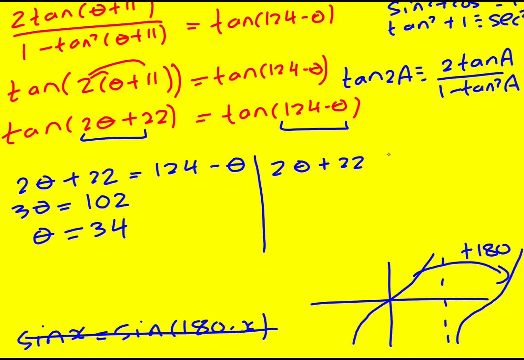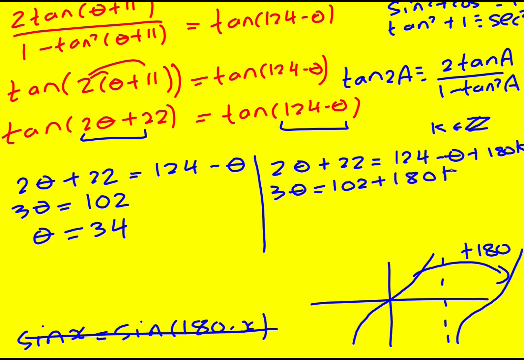But I can say that 2 theta plus 22 is going to equal 124 minus theta plus 180, or plus any amount of 180. k is an integer. Technically, we could say that k belongs to the set of integers. Now if I rearrange this, I get something very similar. 3 theta equals 102 but plus 180k. And when I divide through by 3, I get theta is 34 plus 60k.